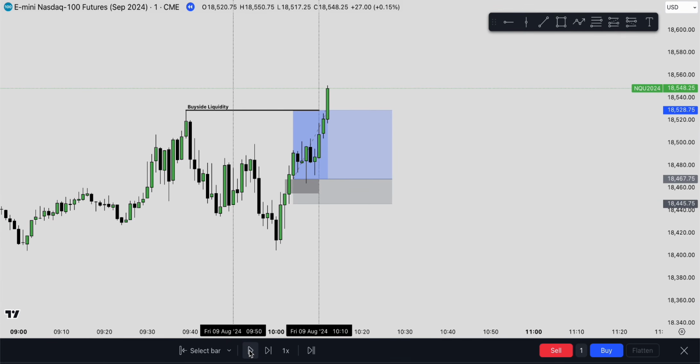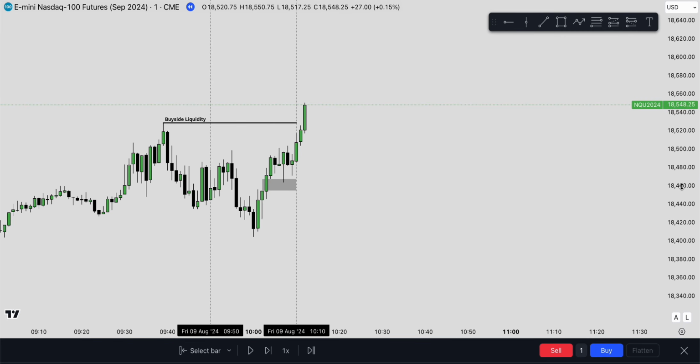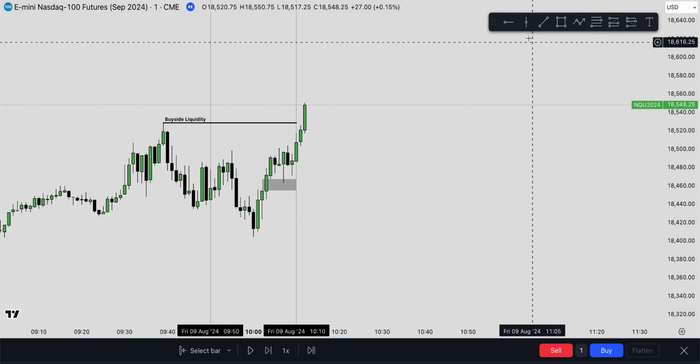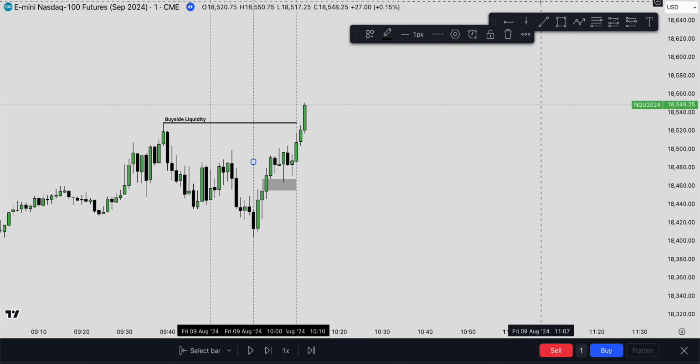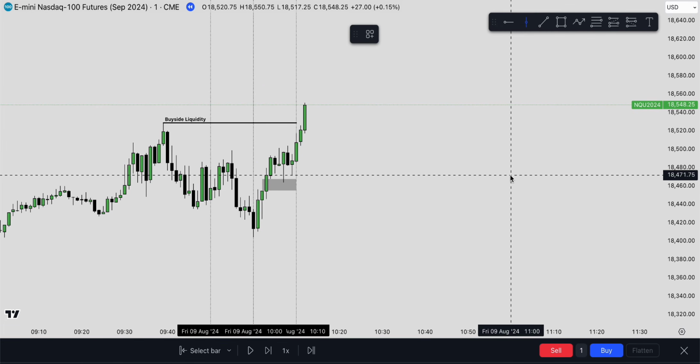All right, so there you go. We don't get stopped out, and we smash final TP, securing ourselves 61 points for that trade. Now, I actually wanted to show you another example, which is a short example, and this happened inside of that 10 to 11 a.m. New York time silver bullet hour.